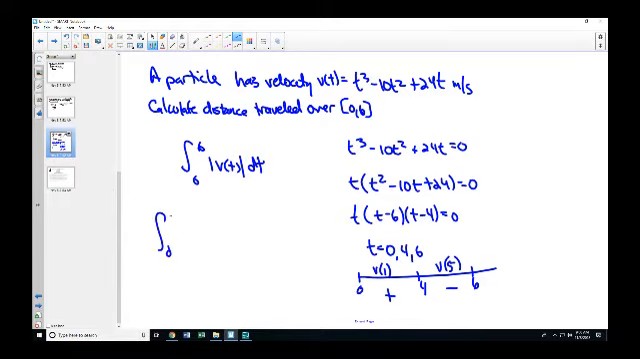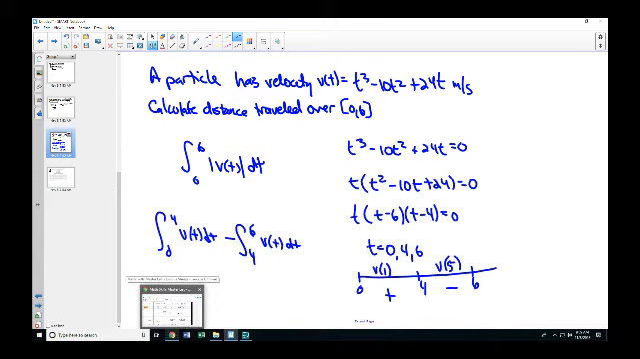So we have the integral 0 to 4, v of t dt. Is it still absolute value? No, because this is positive. We know that's positive, right, 0 to 4. Minus 4 to 6. Do you have to have the dt twice? Yeah, you should. Subtracting, we can take the absolute values away because you'll get a negative and a negative, which is a positive off the back end.